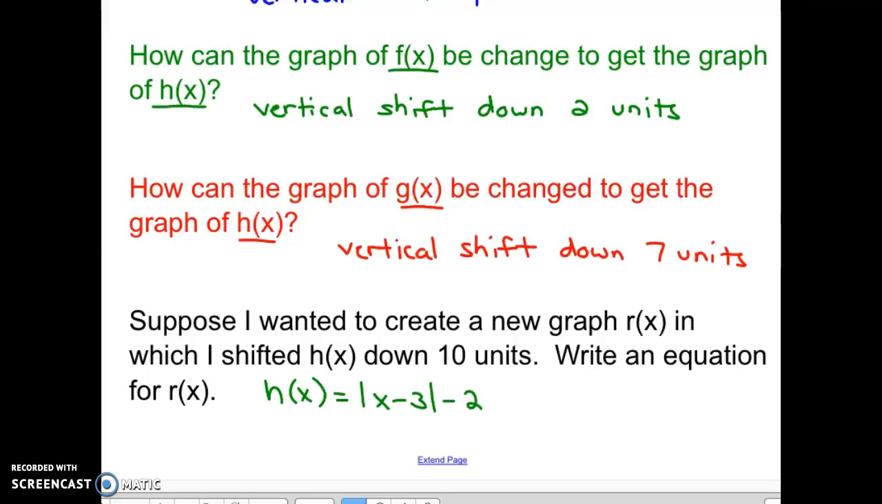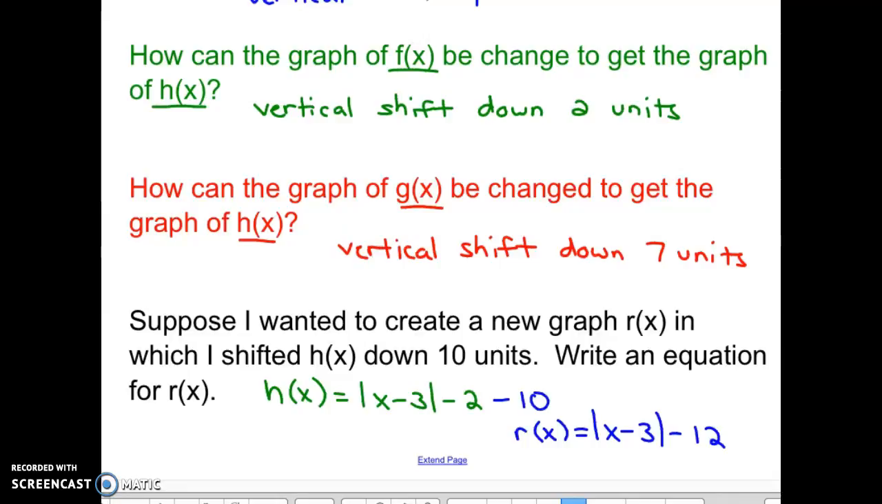And if I want to shift that whole graph down 10 units, again, I would simply subtract 10 at the end. Okay, and that would shift that whole graph, whatever it was, down 10 units. So at the end, that new R of x graph would be the absolute value of x minus 3 minus 12. Okay, x minus 3 minus 12.